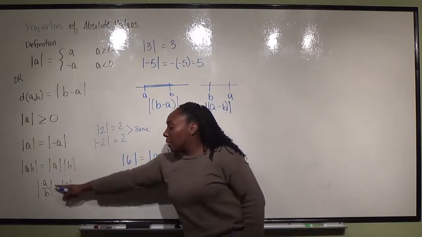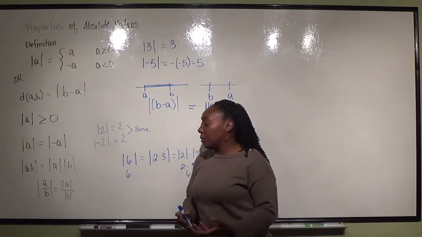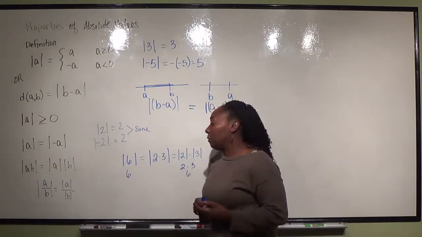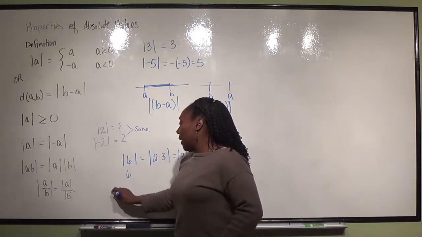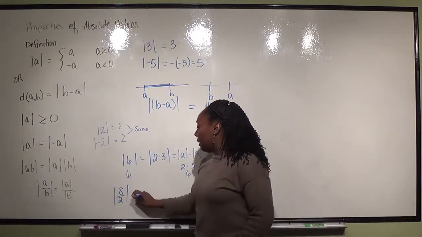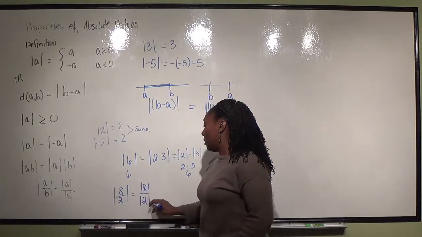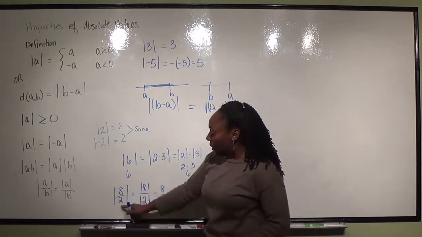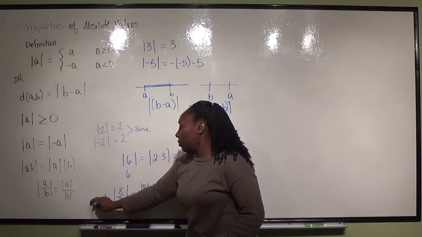Same thing with division. If I have something being divided inside of the absolute value, I can separate that into a top and a bottom, take the absolute value of each, and that'll give me my simplified answer. An example would be if I had 8 over 2, I can make this the absolute value of 8 over the absolute value of 2, which is 8 over 2, or 4. And again, we can see here, dividing would give us the absolute value of 4, which is 4.